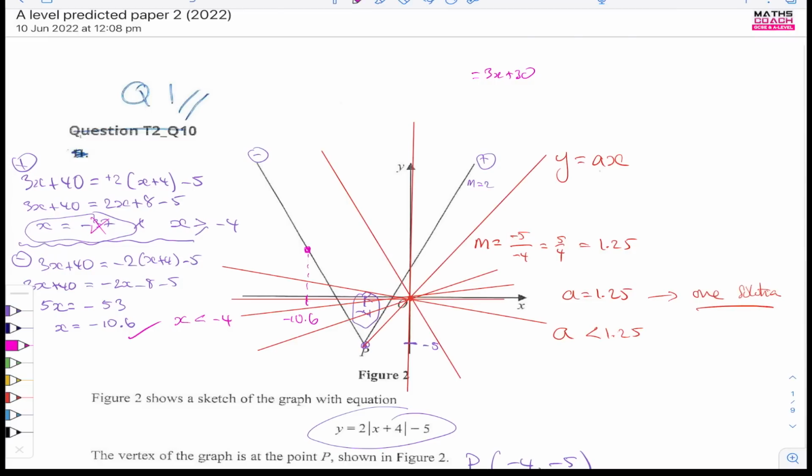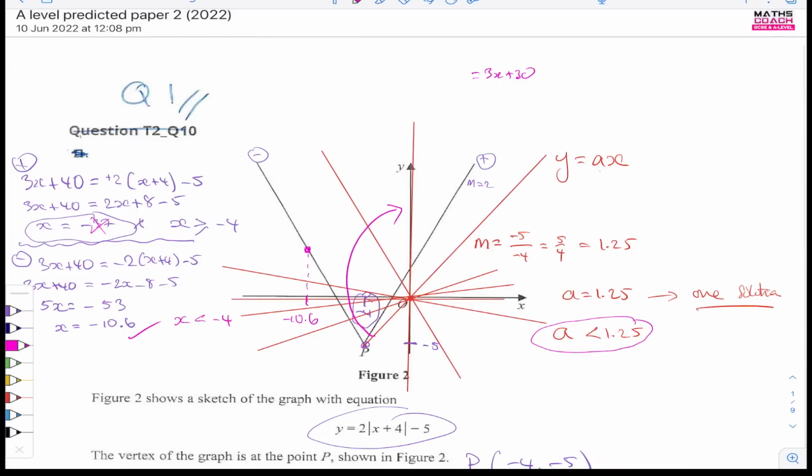So you can see from here that from this point, the line is literally turning this way. We're turning it clockwise to the maximum possible, well, the lowest possible gradient would be, the lowest possible number could be negative infinity. Okay, so in other words, if a is less than 1.25, do we get at least one solution? Yeah. So if you're lower than 1.25, no matter how low you go, the line is always going to cross the modulus graph at least once.